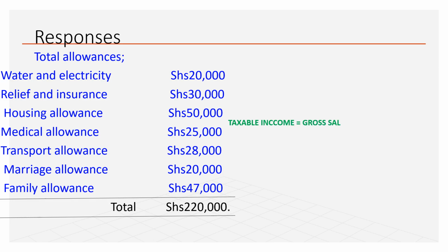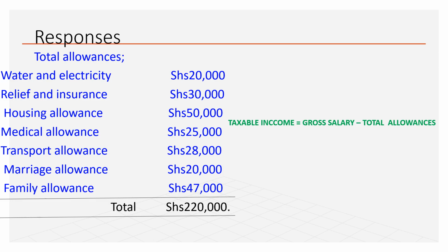How do you get the taxable income? We need to get the taxable income, in other words, the amount of money that is to be subjected to taxation.